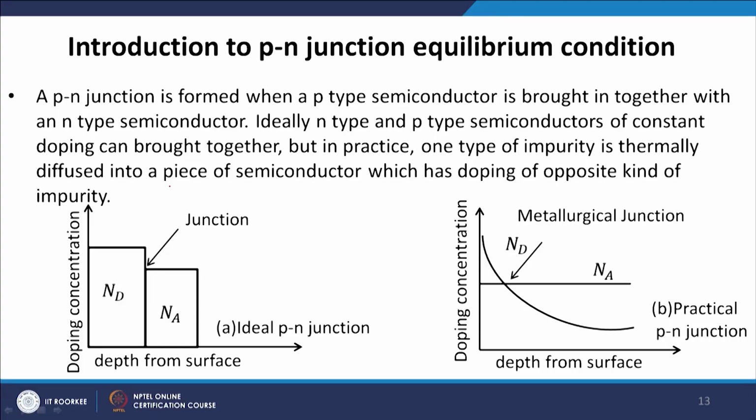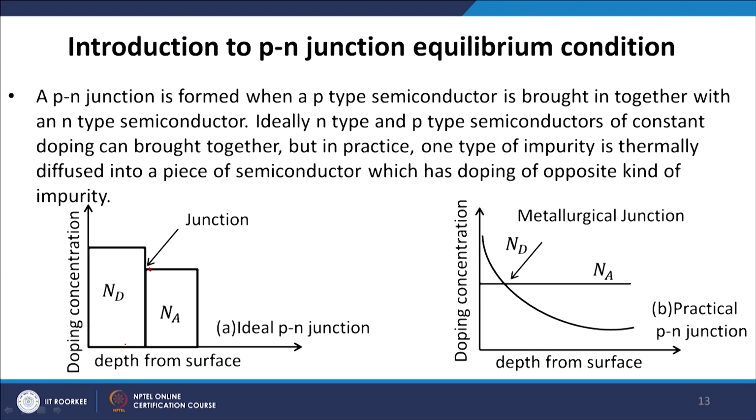Here we are plotting the doping of the semiconductor along the y axis and the depth from the surface as the x axis. So, if you start with Na, which is an acceptor impurity, then you put in the donor impurity and you form a metallurgical junction at the boundary. That is the ideal p-n junction, which is like a step function.